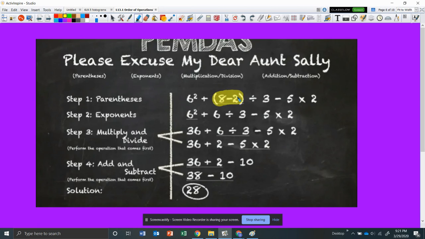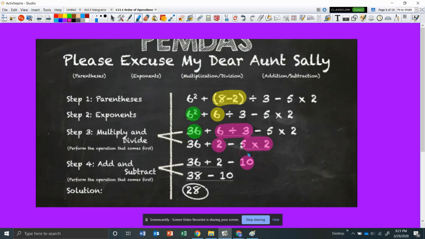And if you do 8 minus 2, you get 6. Okay? The second thing we're going to do is exponents. We're going to do 6 to the second power, and that's where 36 comes from. Okay? Then we're going to do multiplying and dividing. I got to do this division, 6 divided by 3, to get 2. And then I'm going to do 5 times 2 to get 10.